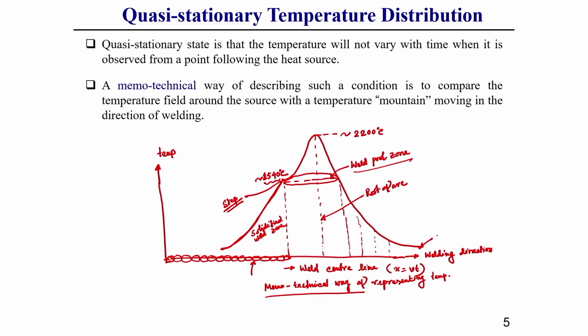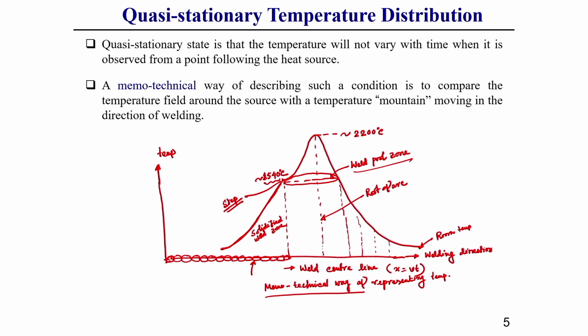Due to conduction there will also be some rise in temperature in the zone not yet affected by the welding heat source. There the temperature will be room temperature. Similarly, at the back side, if the weld length is sufficiently long, you will observe the temperature profile gradually decreasing due to solidification and cooling down, and after that it goes to a much lower temperature.